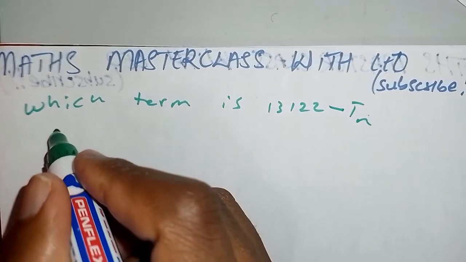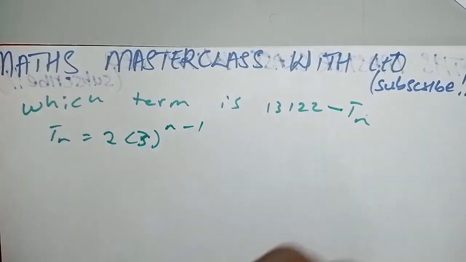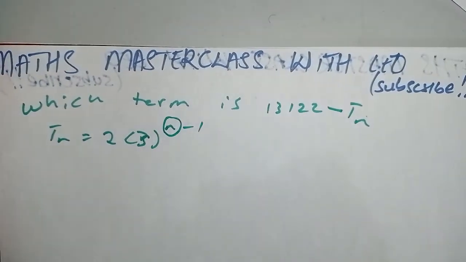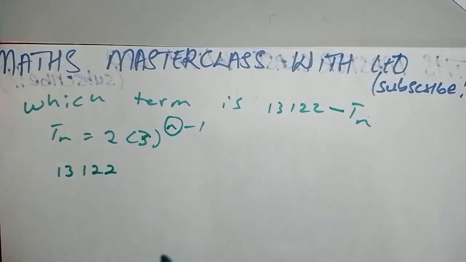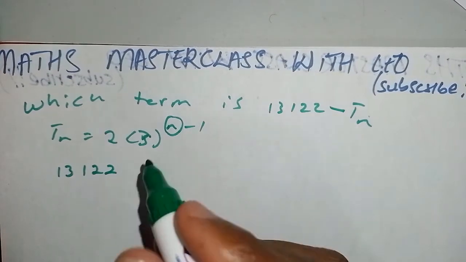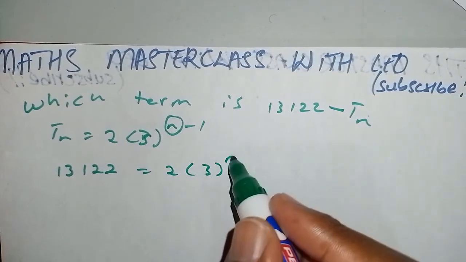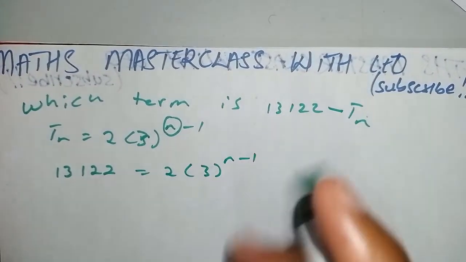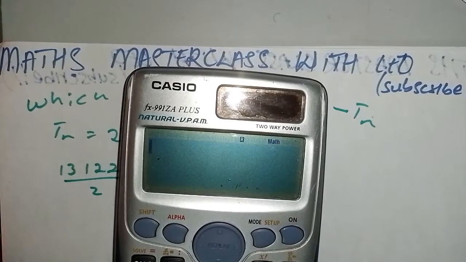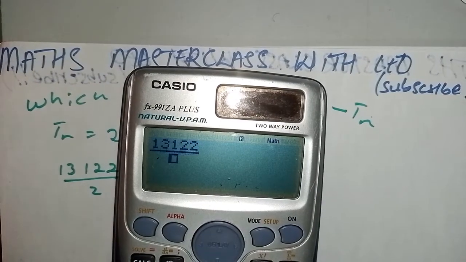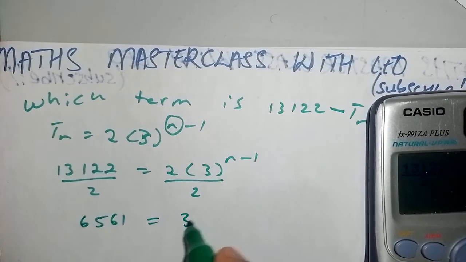But remember, your equation is Tn equals 2 into 3 to the power n minus 1. We are looking for this, we're looking for that guy, right? Now, I have Tn, which is 13,122, equals 2 into 3 to the power n minus 1. But simple mathematics, I can just remove this. Then 13,122 divided by 2, I'm getting 6561 equals 3 to the power n minus 1.